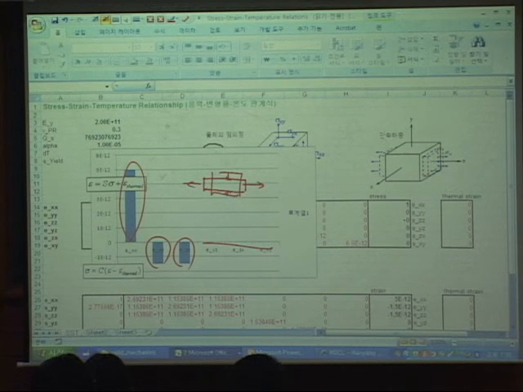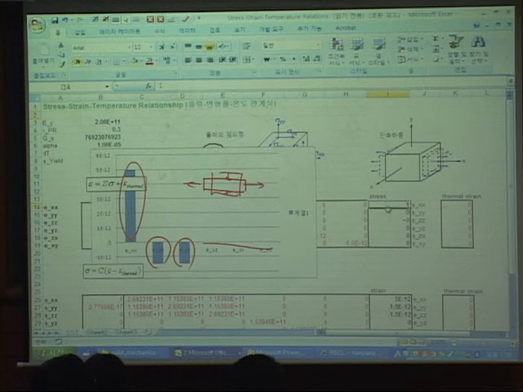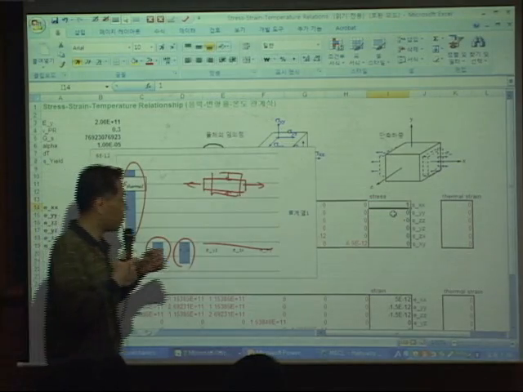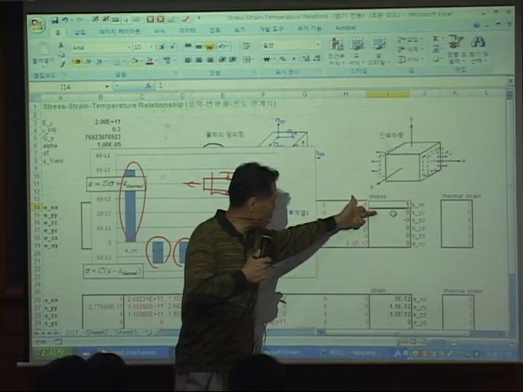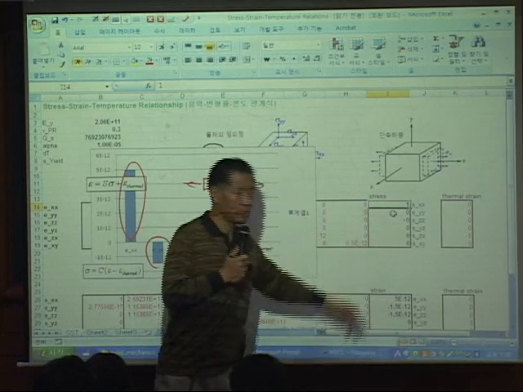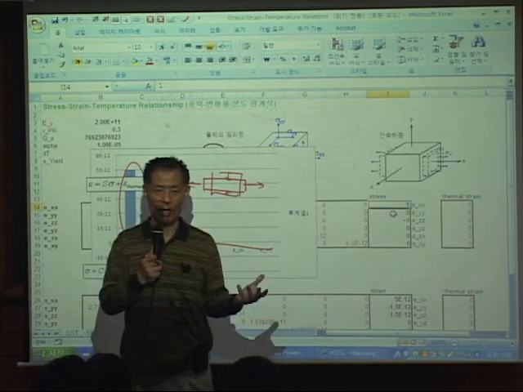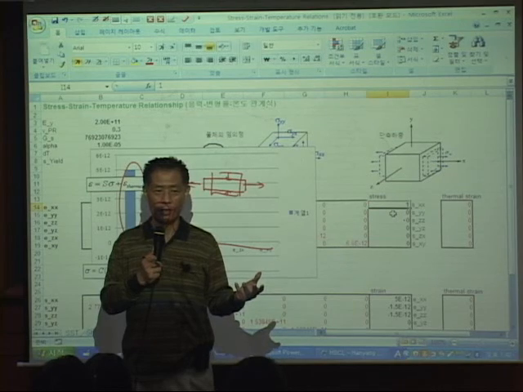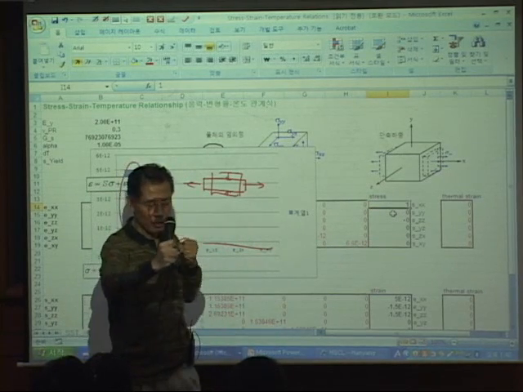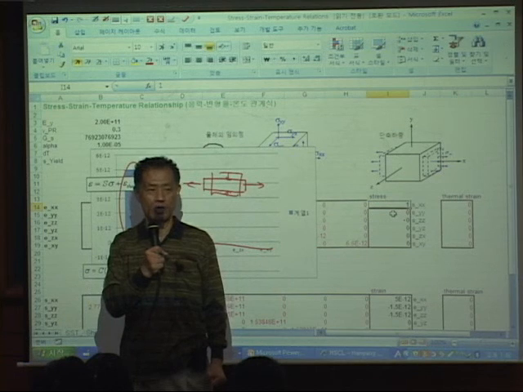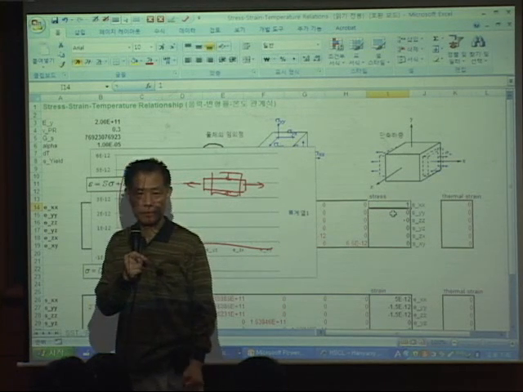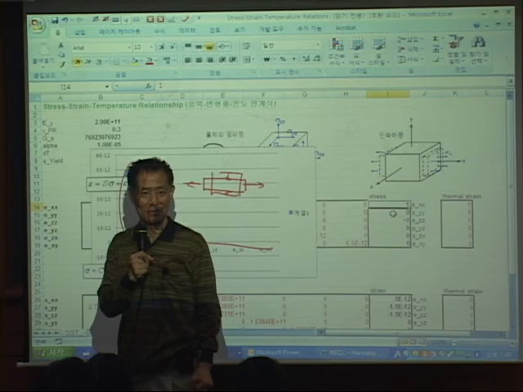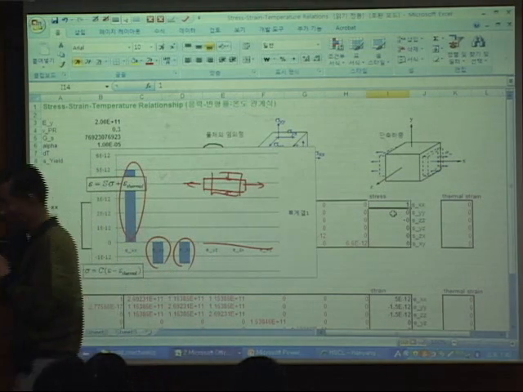Where is it? Okay. Now, let me ask, what if we apply the same stress in 1, 1, 1 and all 0? What kind of strain you will have? You apply 1, 1, 1. How much strain you will have? What do you mean 0?